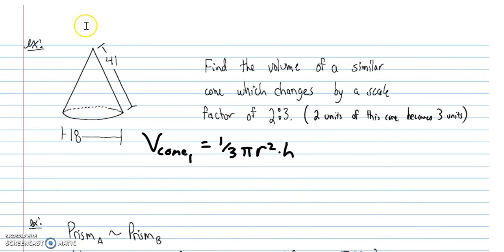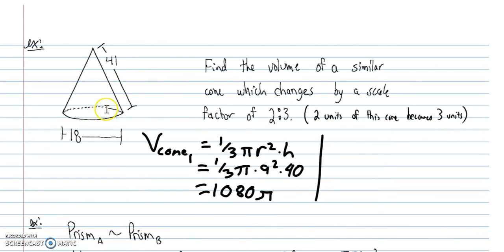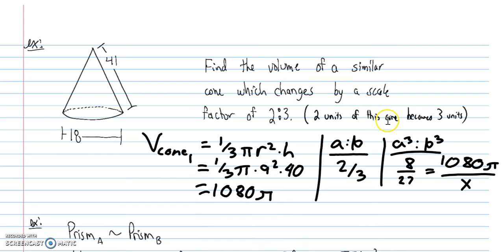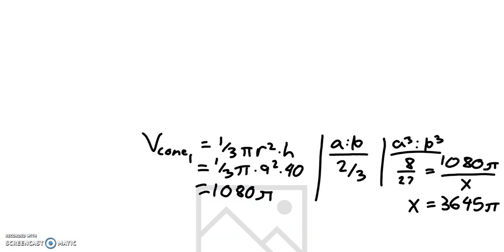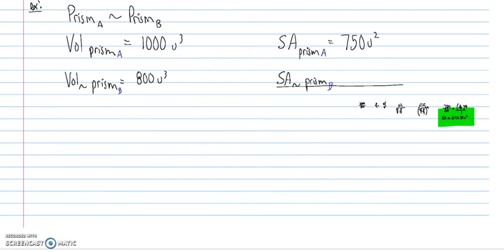What I'm going to do is first of all find the volume of this cone. There's my formula. If I plug in the numbers, 18 is the diameter, so 9 is the radius. This is the volume of this cone. The A to B ratio we were told was 2 to 3. So that means the A cubed to B cubed ratio, cube the numerator, cube the denominator, is equal to the actual volume of this one, 1080 pi, divided by x, where x is the volume of the cone that we want. Now if you cross multiply and solve for x, there is the volume of that other cone.